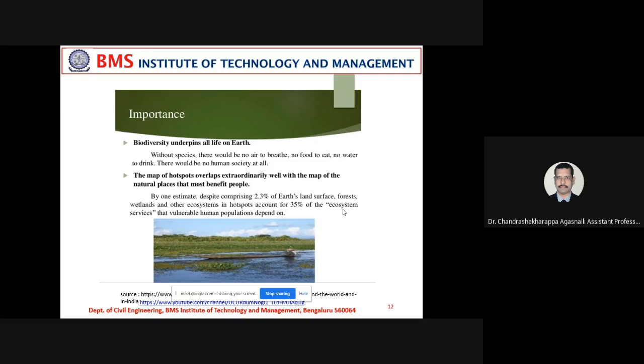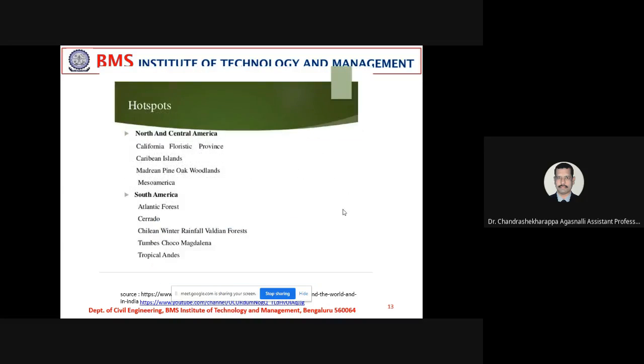By one estimate, despite comprising 2.3% of Earth's land surface, forests, wetlands, and other ecosystems in the hotspots account for 35% of the ecosystem services. And the vulnerable human population depends on this 35% of the ecosystem services. Where are the hotspots in the world?